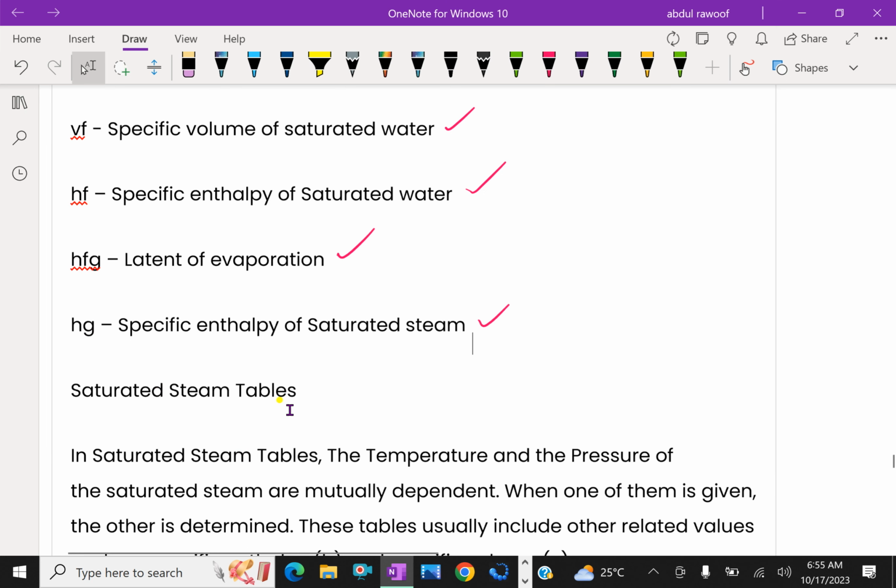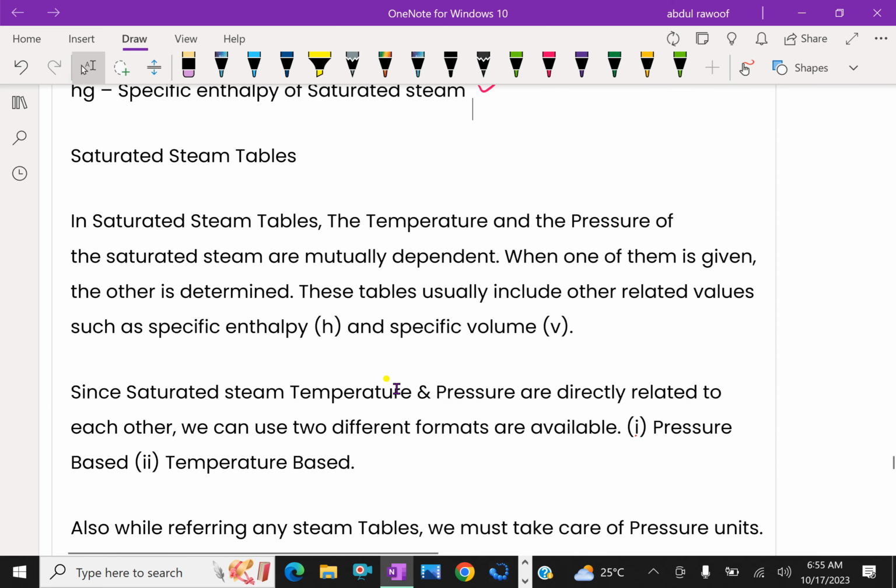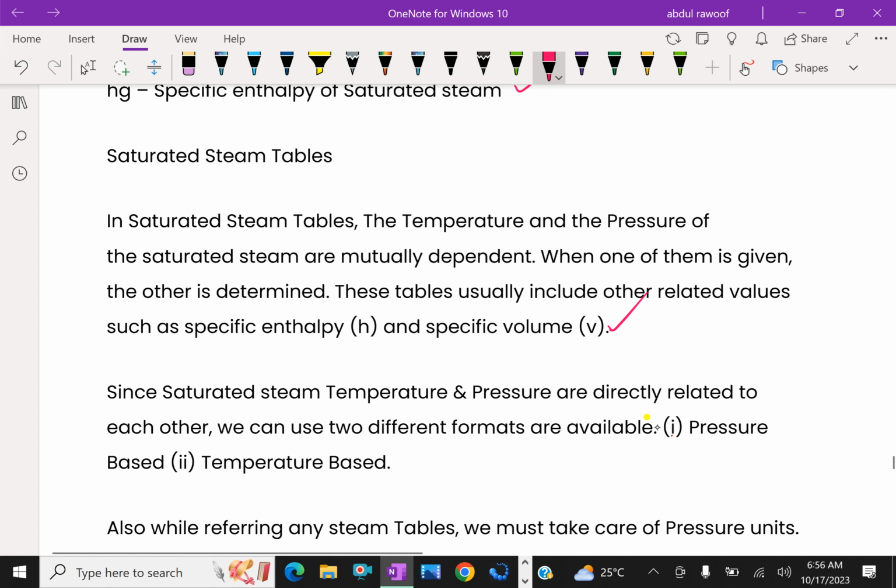Now, tables are of different types. First one, the saturated steam table. In saturated steam tables, the temperature and the pressure of the saturated steam are mutually dependent. When one of them is given, the other is determined. These tables usually include other related values such as specific enthalpy and specific volume.